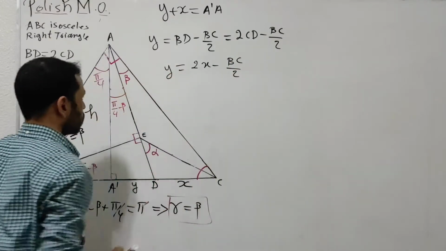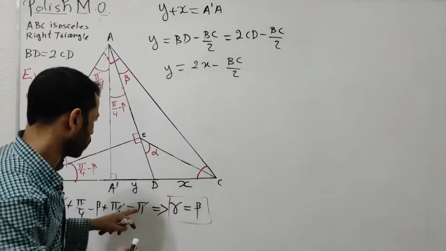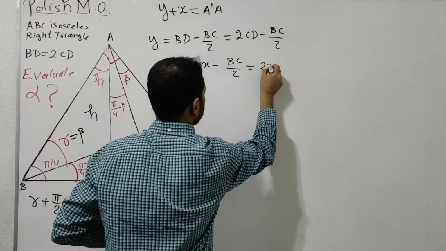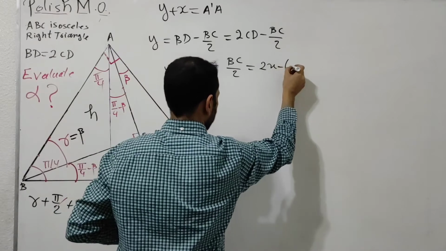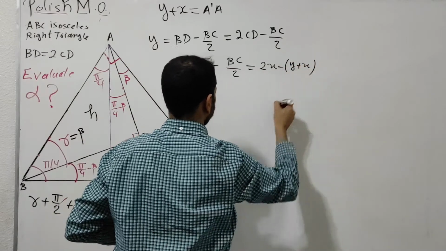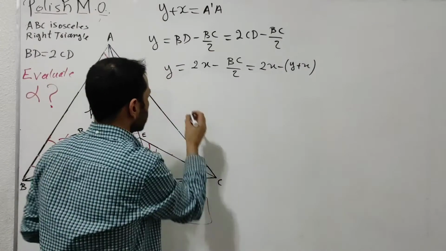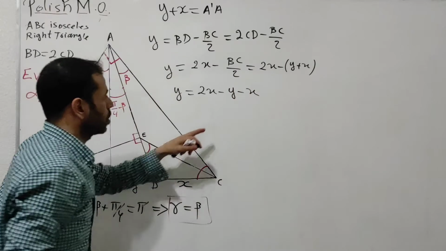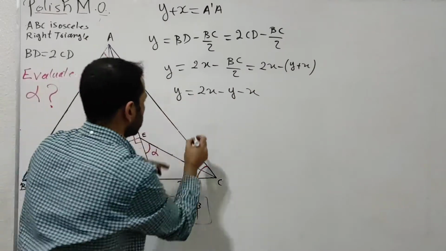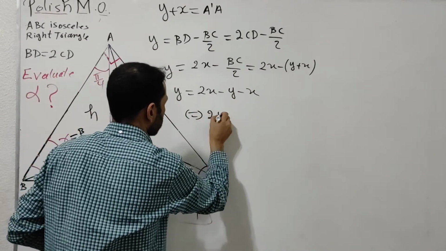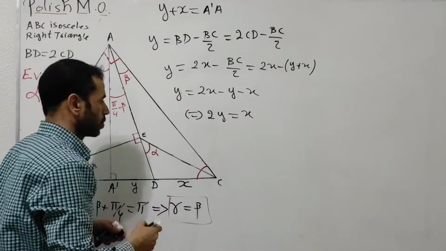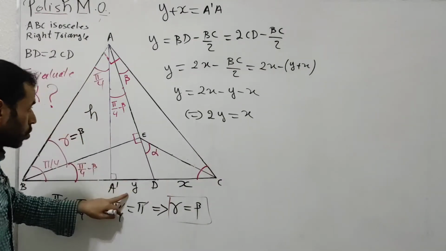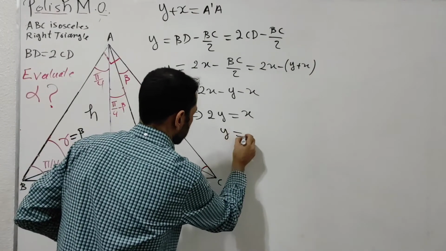This is y. And also we know BC over 2, which is this one, equals y plus x. So 2x minus y plus x. So we'll have y equals 2x minus y minus x. I'm going to bring y to the left hand side of this equation. I will get 2y equals 2x minus x. So this is the relationship between y and x. That means y equals x over 2.